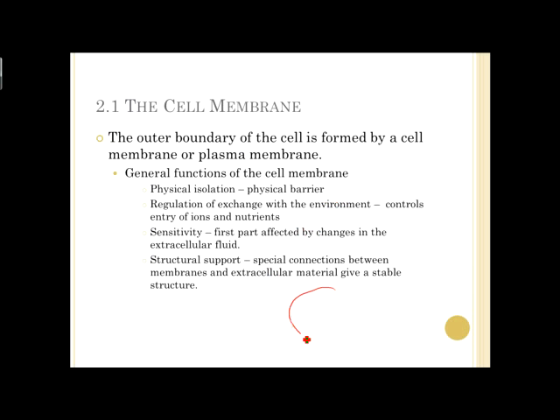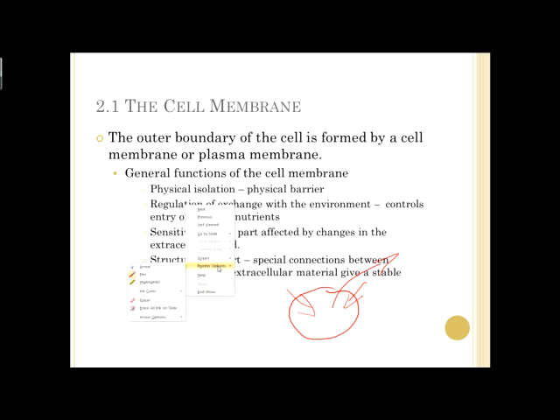Well, if you lived in a little capsule, you would need both a supply of food and water coming in, and if you had any wastes or you needed any product out, you'd have to spit those out as well. Sensitivity: the first part affected by changes in the extracellular fluid, which is considered the sensitivity. Structural support: special connections between membranes and extracellular materials give a stable structure to things.